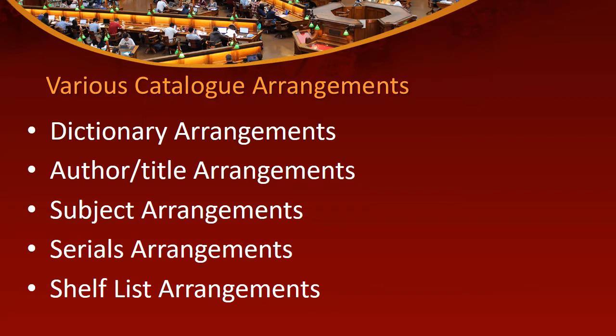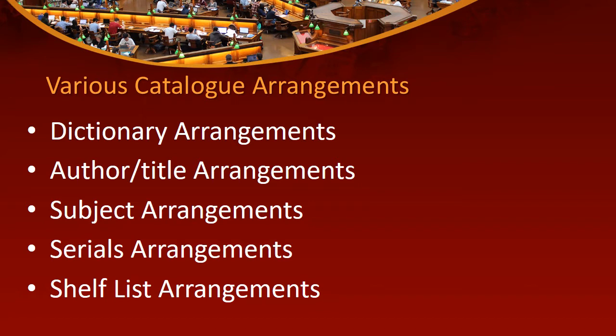Various catalog arrangements. We have various catalog arrangements, and that is dictionary arrangement, whereby every word follows a series of A, A, and the like as arranged in the dictionary. The next one is author title arrangement. I said where there is no clear author, the title takes the premise in arrangement of the catalog. So the author title arrangement arranges, although still in alphabetical order, materials based on the author's name.